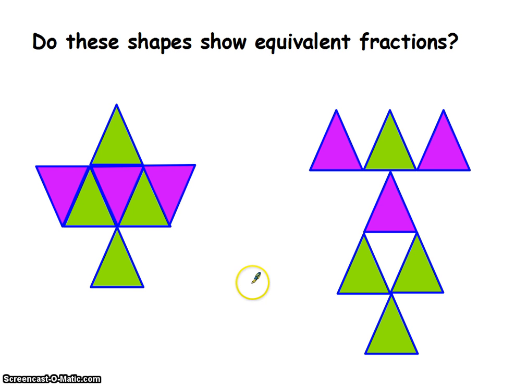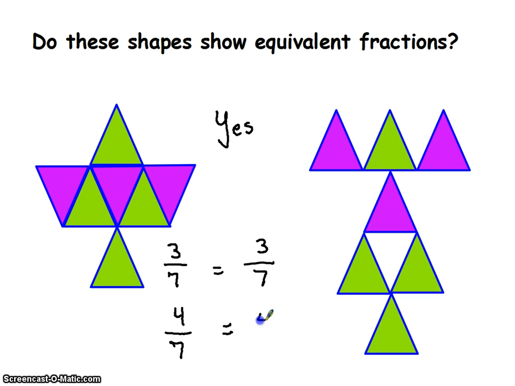Let's try this one. Do these shapes show equivalent fractions? The correct answer is yes. Let's take a look why. Here we have 1, 2, 3 purples out of a total of 7 shapes. Here we've got 3 as well, out of a total of 7 parts as well. So those are equal. And look at the greens, it's the same thing. 4/7 are green, and 4/7 are green. So these do show equivalent fractions.